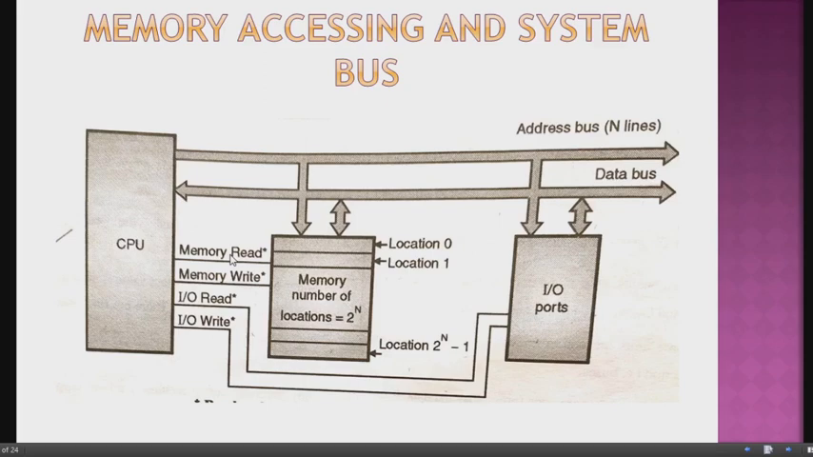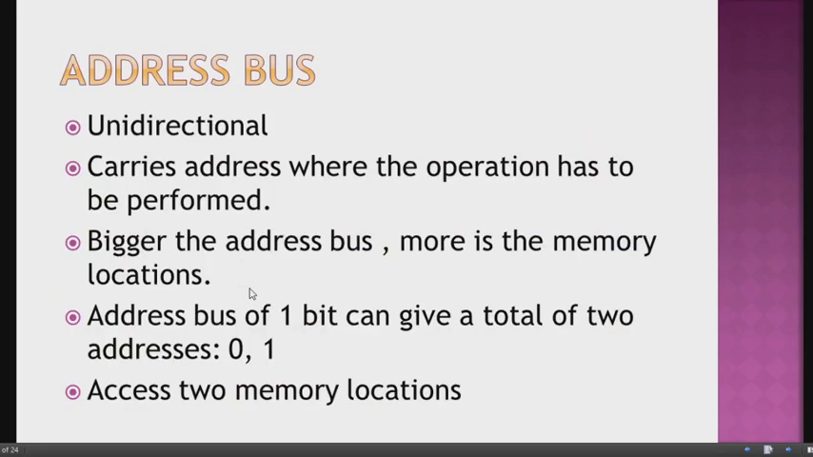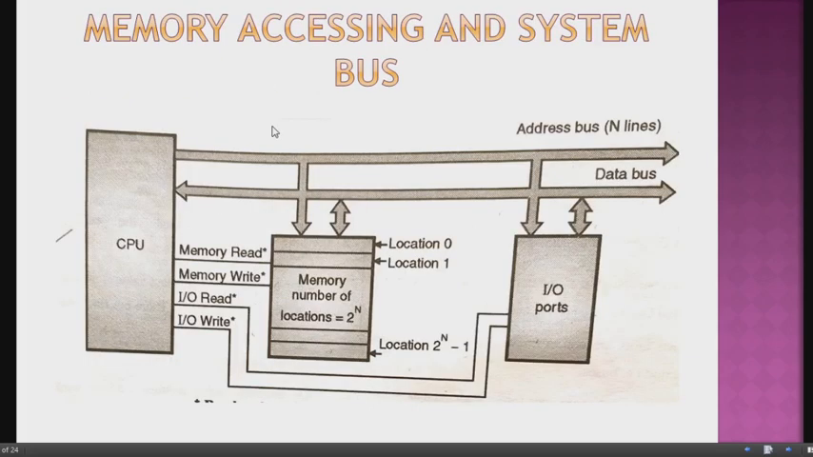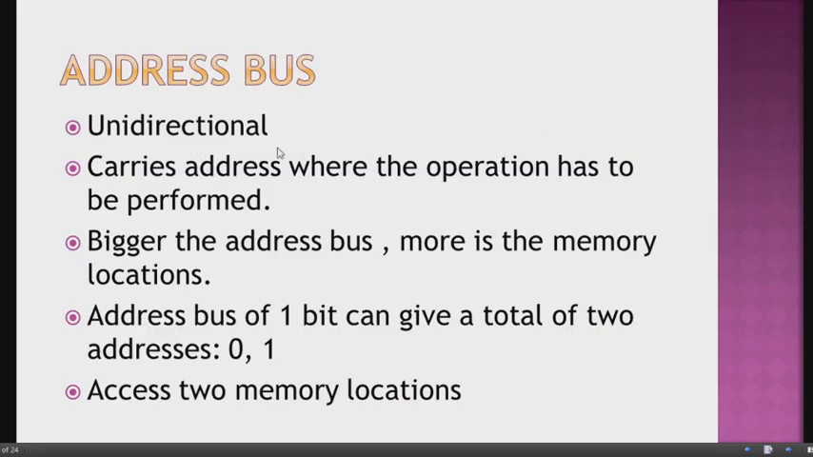So these buses together are called the system bus. Three types of buses are present in the system: address bus, data bus and control bus. First of all, we'll see what the address bus is. The address bus is unidirectional, as we can see in this diagram. If we observe the arrow on this bus, there is only a one-way arrow, coming out from the CPU. That means the address bus is unidirectional.